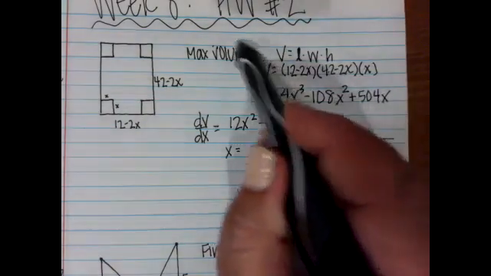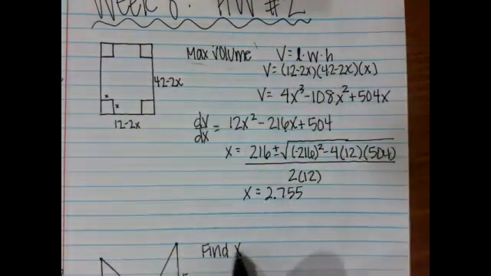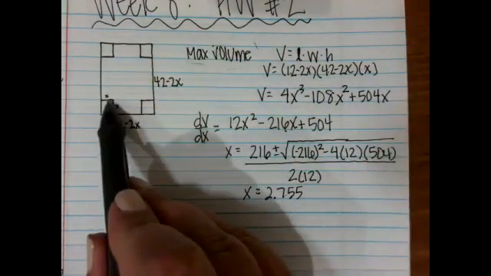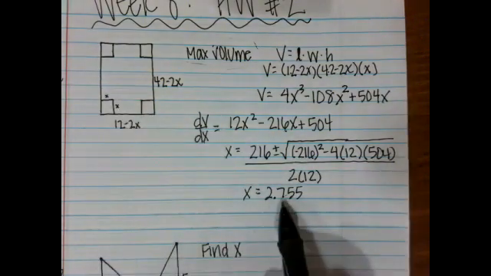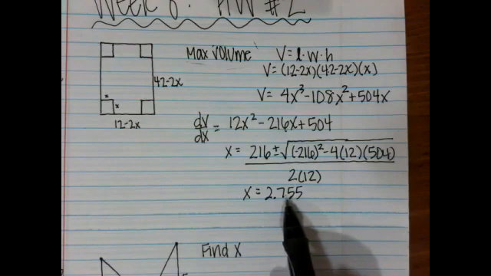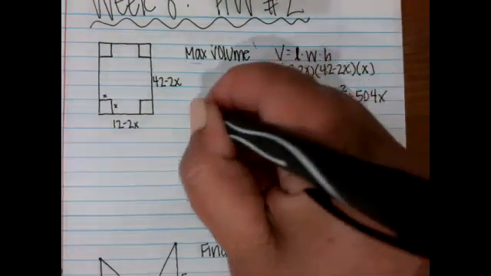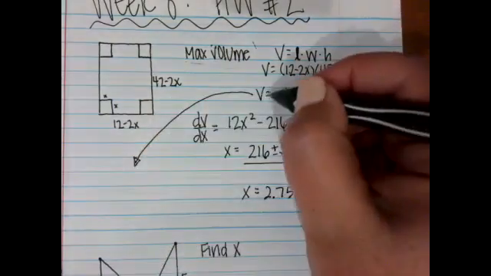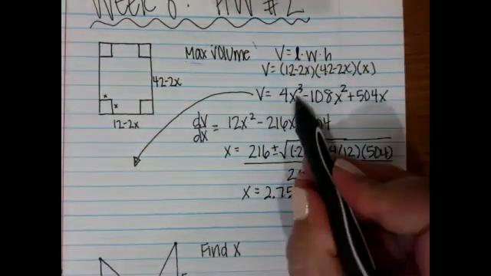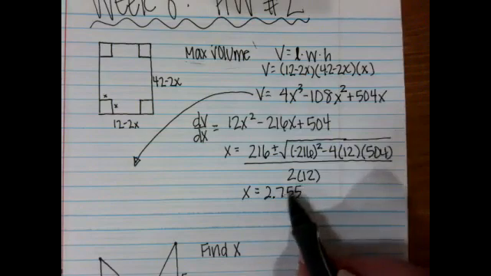The question asks for the maximum volume. It doesn't just ask for that height. So if it just asked for that height, it would be 2.76 is how you would write that. But we actually need to find the maximum volume, which means we need to come back here to this volume formula, and we need to plug that 2.755 into each of those.